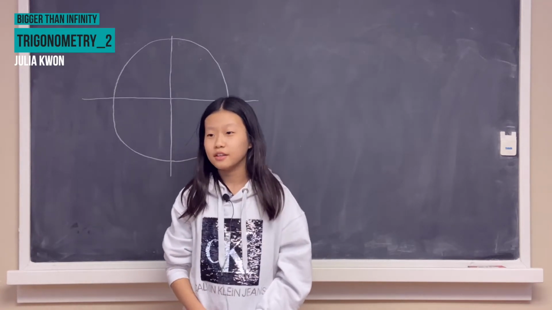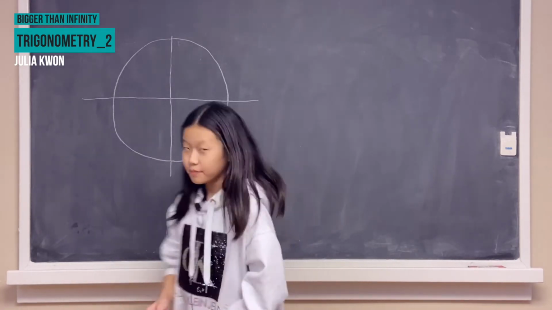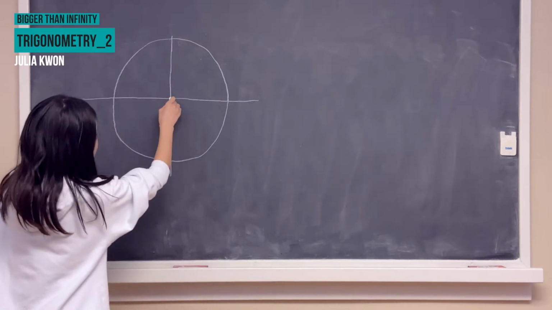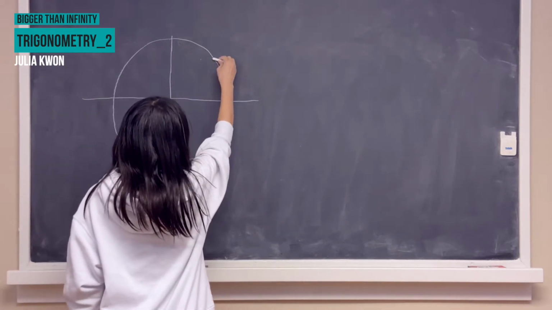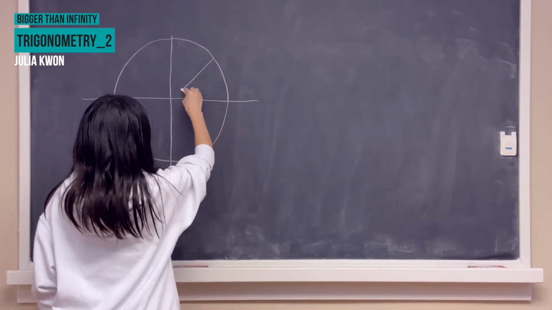So here we have a unit circle. And now I can draw the lines and the radian values.